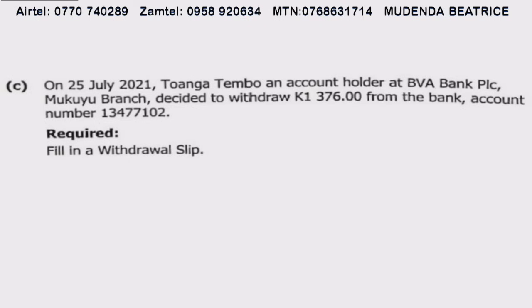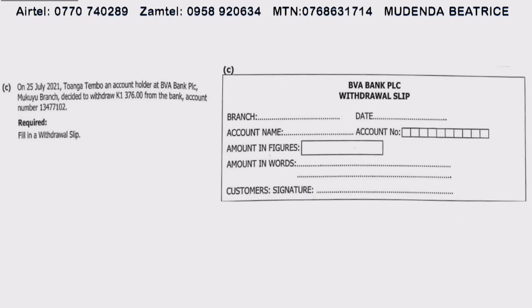Okay, so here the task at hand is to prepare a withdrawal slip. So what I'm going to do is zoom in at the question a bit. Then I'm going to bring the withdrawal slip of BVA Bank PLC. Okay, so this is the withdrawal slip for this bank, and you can see there it's written withdrawal slip. So we need to fill in these blank spaces.